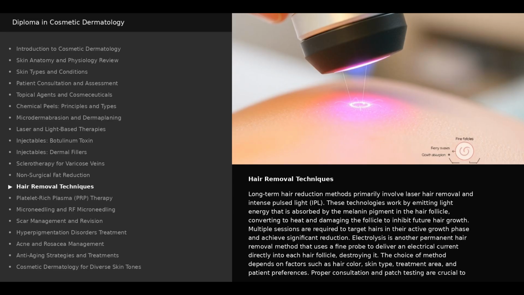Electrolysis is another permanent hair removal method that uses a fine probe to deliver an electrical current directly into each hair follicle, destroying it. The choice of method depends on factors such as hair color, skin type, treatment area, and patient preferences. Proper consultation and patch testing are crucial to ensure safety and efficacy, especially with energy-based devices.